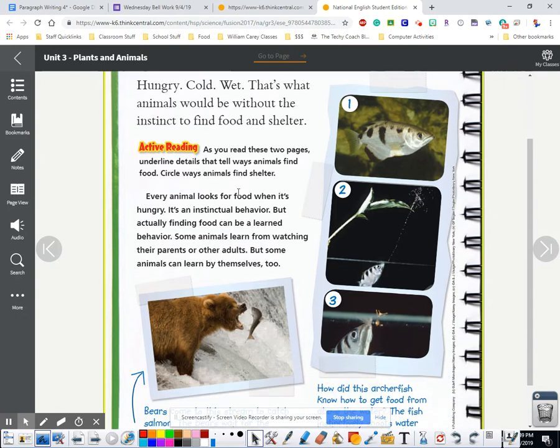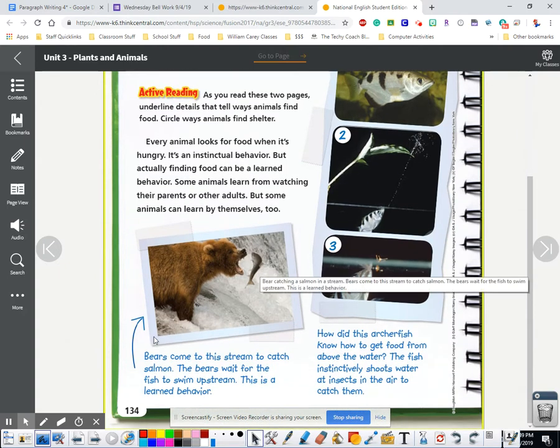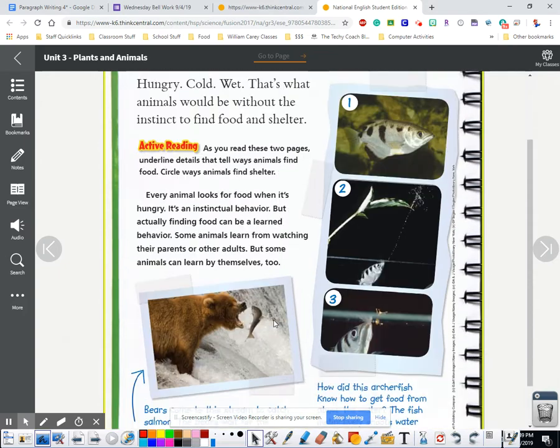Every animal looks for food when it's hungry. It's an instinctual behavior, but actually finding food can be a learned behavior. Some animals learn from watching their parents or other adults, but some animals can learn themselves too. Bears come from the stream to catch salmon. The bears wait for the fish to swim upstream. This is a learned behavior.